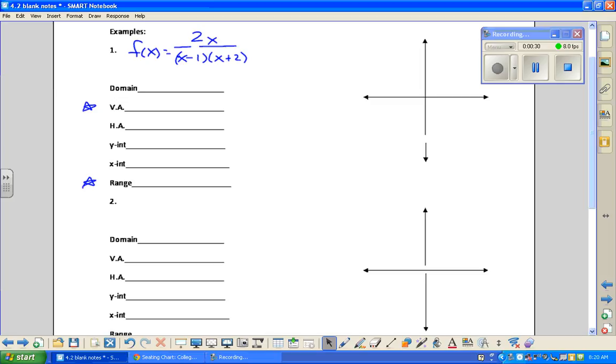All right, so you got the equation, Charlie? Yeah, it's just (x − 1). I repeated myself. So 2x over (x − 1) times (x + 2).